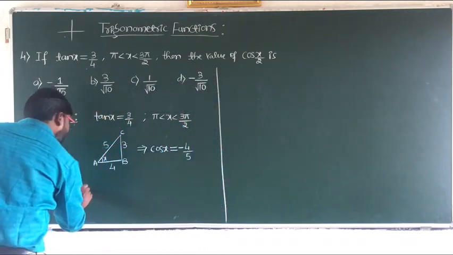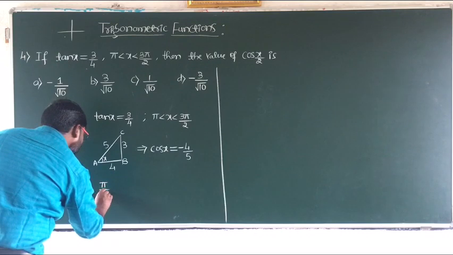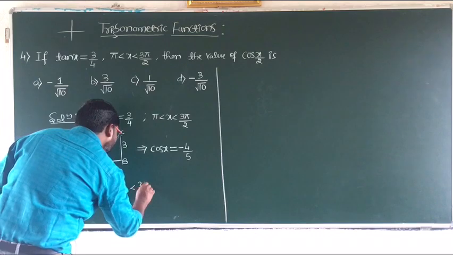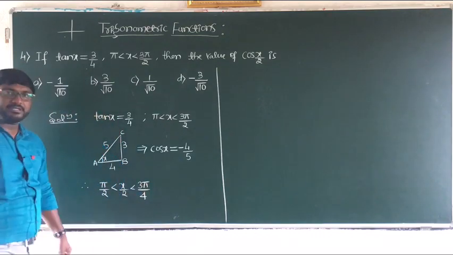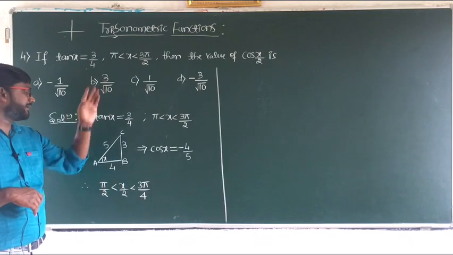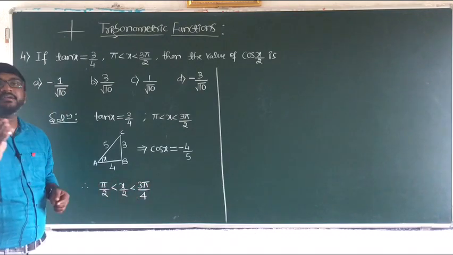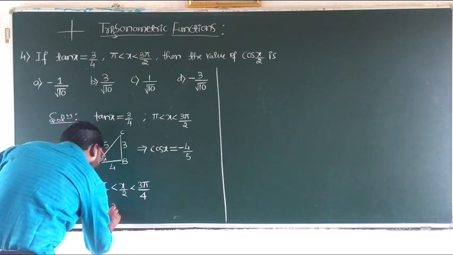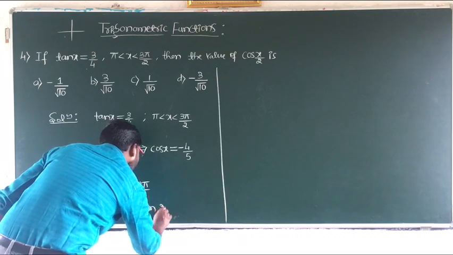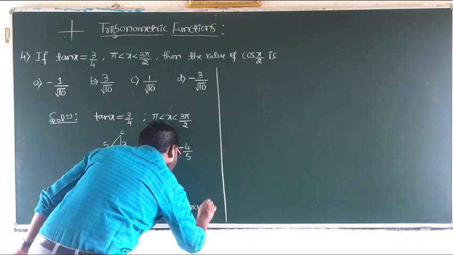So here, therefore, see here, divide each term by 2. What do we get now? Pi by 2 less than x by 2 less than 3 pi by 4. That means x by 2 is greater than pi by 2, greater than 90 and less than 3 pi by 4. 3 pi by 4 is nothing but 135 degree. That means x by 2 lies in the second quadrant.